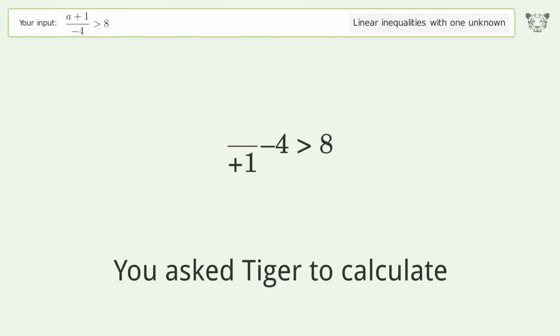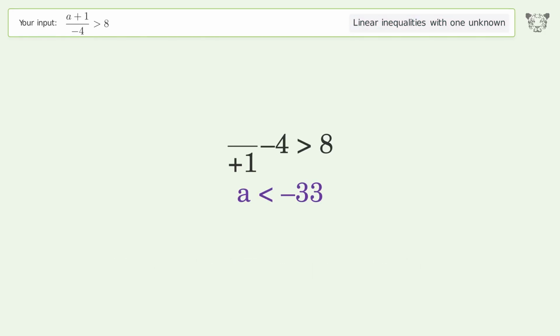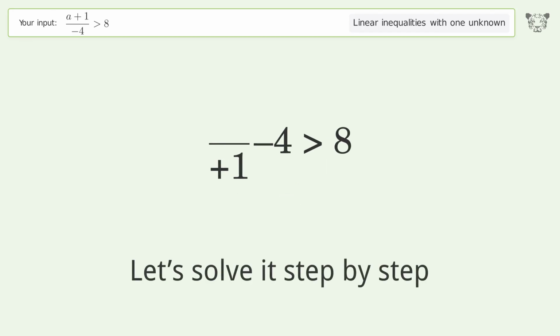You ask Tiger to calculate. This deals with linear inequalities with one unknown. The final result is a smaller than -33. Let's solve it step by step.